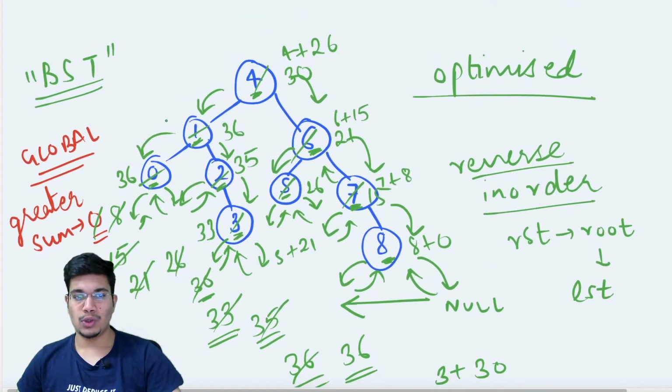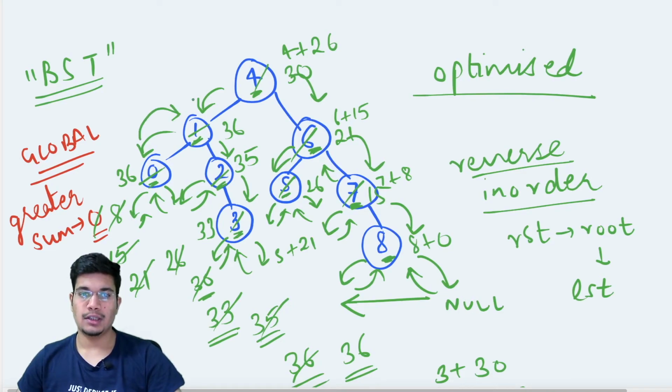And once both the calls are made, the call returns back to the parent, which again returns back to the parent. And we come to the first recursive call that we made, the very first function call.